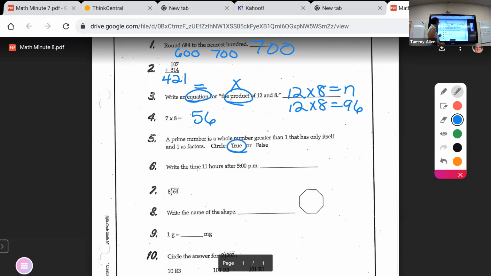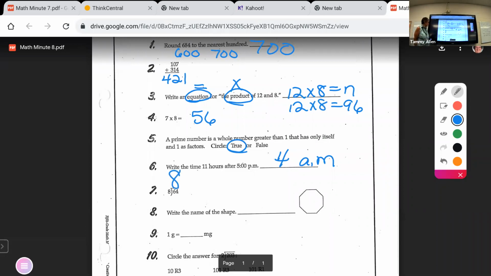And number 6, the time that is 11 hours after 5 p.m. When we think about a clock, what's 12 hours after 5 p.m.? Lane? It would be 5 a.m. It would be 5 a.m., but we only want 11 hours, so what time would that be? 4 a.m. Okay? And number 7, 64 divided by 8, everybody, is 8.